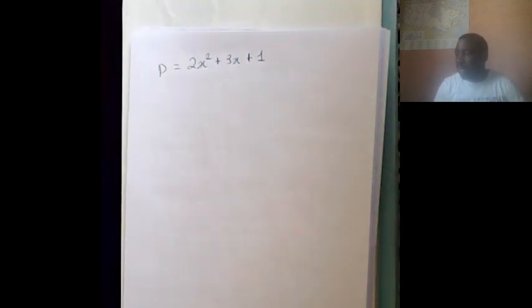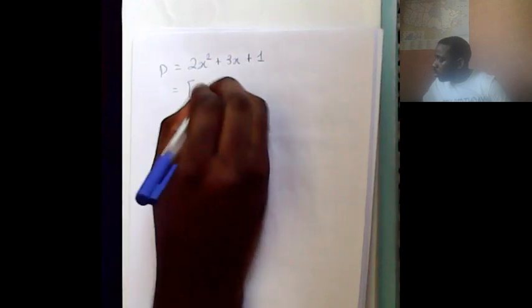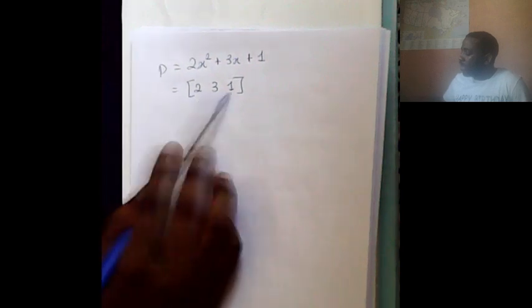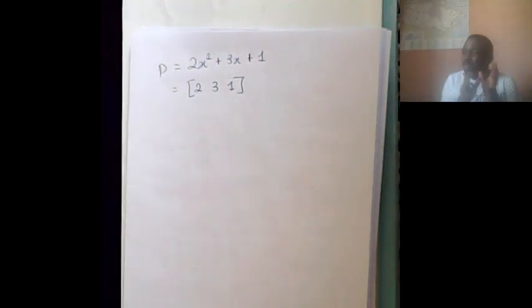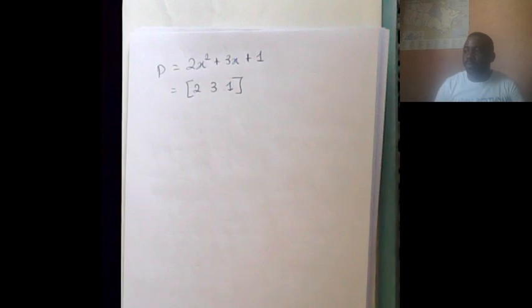In MATLAB, if I want to express a polynomial 2x squared plus 3x plus 1, for example, okay? If I want to express this polynomial in MATLAB, right? What I'll do is that I'll create a vector that will say 2, 3, 1. Full stop. MATLAB will see this, when I'll be using some built-in polynomial functions, MATLAB will recognize this as this polynomial.